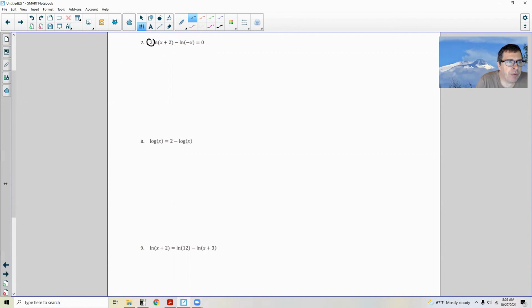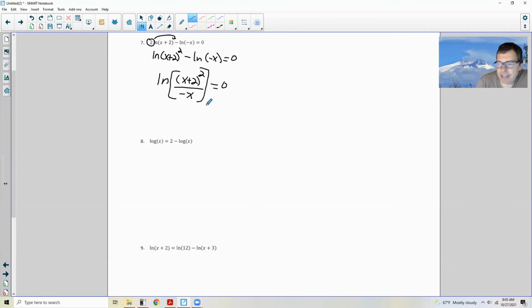But if we remember our rule, we can work the other direction and put this up here. So let's rewrite that as the natural log of x plus 2 squared minus the natural log of negative x equals 0. Now I have a natural log here and a natural log here, and then I can do my quotient rule. It's going to be x plus 2 squared divided by negative x. Okay, so it's a natural log of just this, and that equals 0.